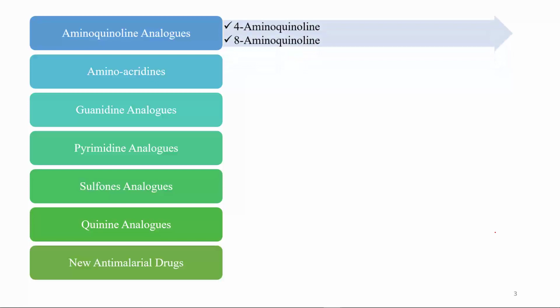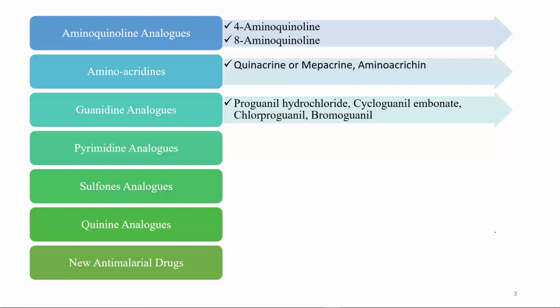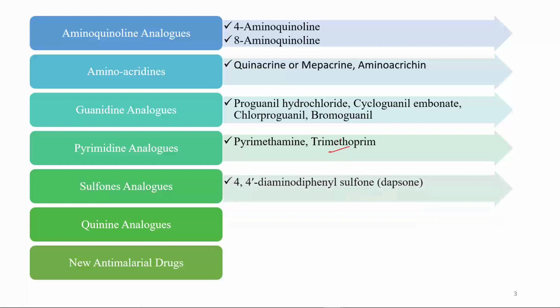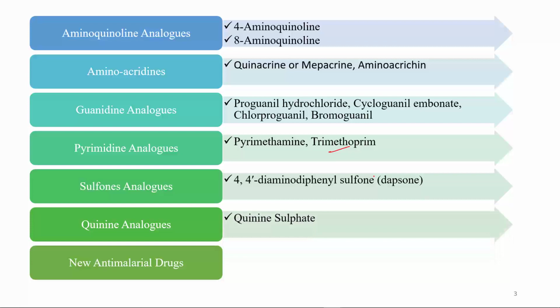Aminoquinoline analogues are further subdivided into the 4-aminoquinoline and 8-aminoquinoline analogues. Next, aminoacridine has quinacrine and aminoacridine drugs, guanidine has proguanil hydrochloride and similar drugs, and pyrimidine analogues have pyrimethamine and trimethoprim. In sulfone analogues there is only one, dapsone. In quinine analogues there is quinine sulfate, and the new antimalarial drugs include artemisinin, lumefantrine and mefloquine. So the first analogues we'll look at are 4-aminoquinoline.